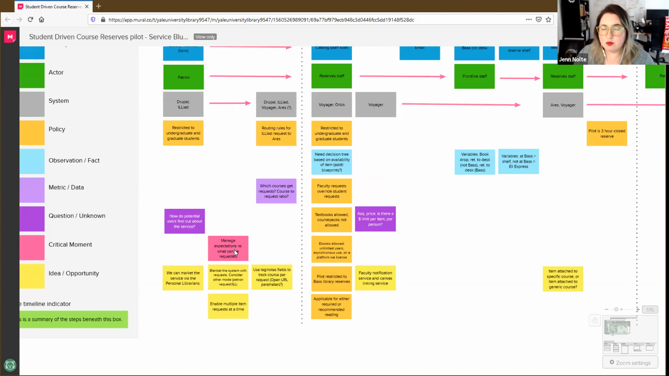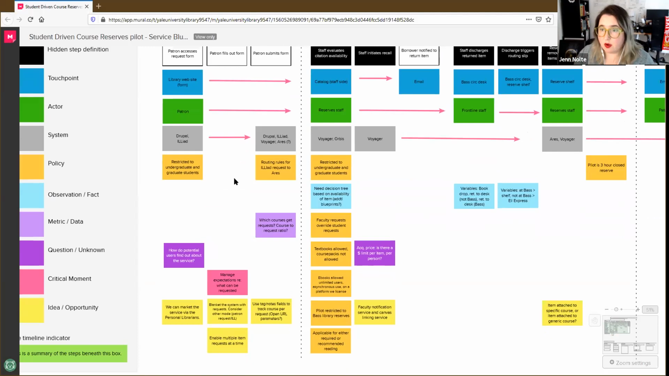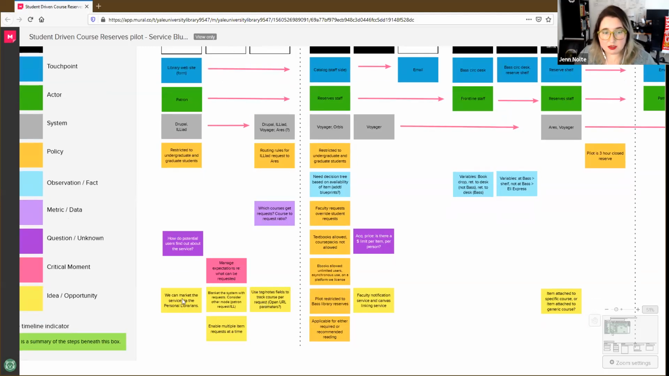When we were doing the blueprint, the project team said, it's really important to let students know at the point where they're filling out the form what they can actually request. You want to manage those expectations carefully. And then down here we've got ideas and opportunities. We can market the service via the personal librarian. So this is sort of answering this question of how do potential users find out about the service in this first step.